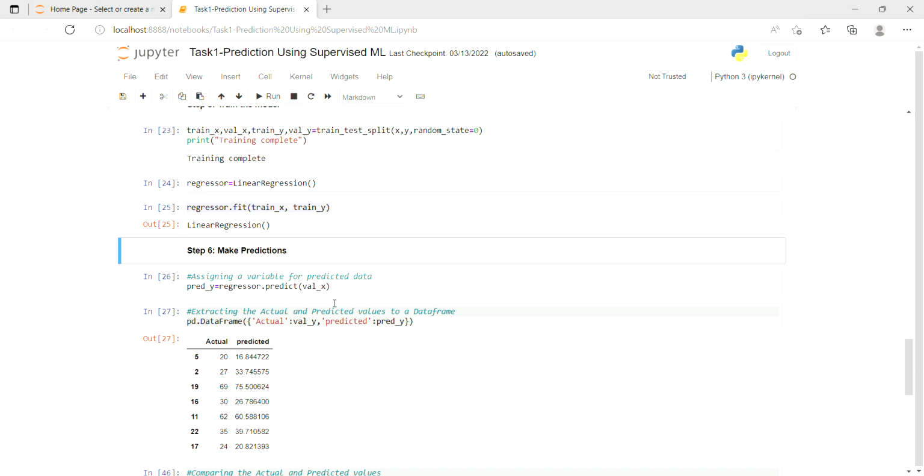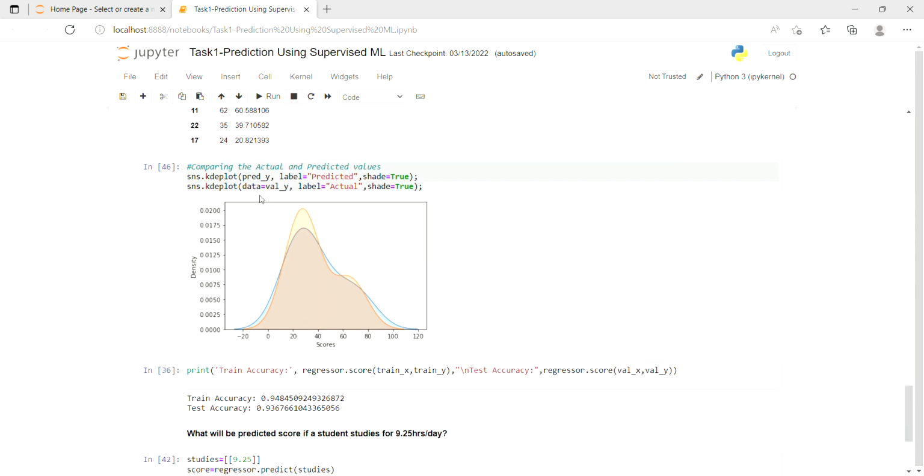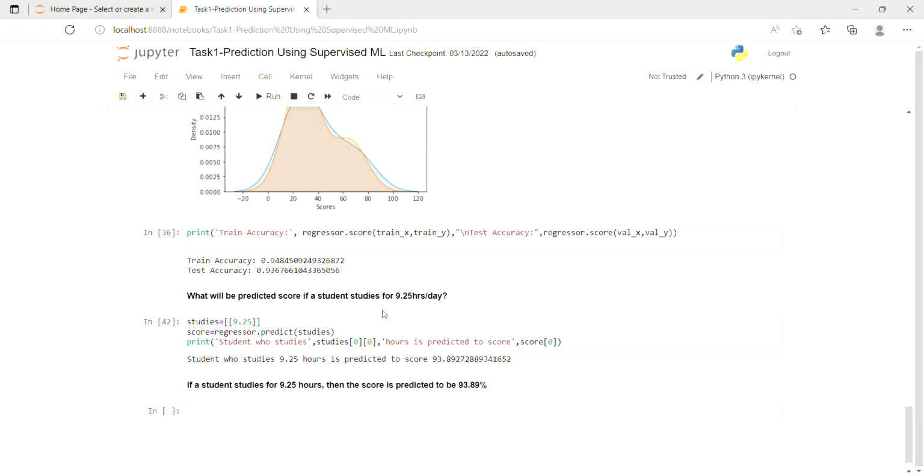The next step is where we are making predictions. Here we are assigning a variable for the predicted data, and then we are extracting the actual and predicted values to a data frame. After this, we are comparing the actual values with the predicted values with the help of a graph. And then we are printing the accuracy of the training data set and also the testing data set.